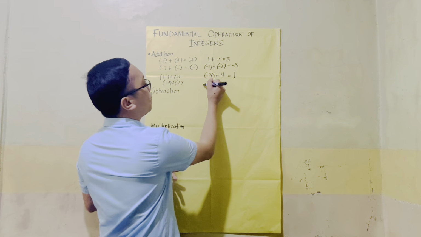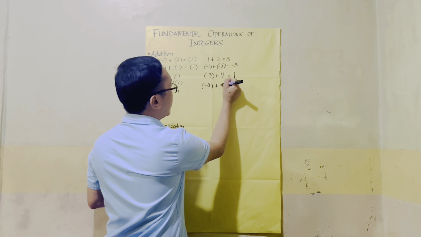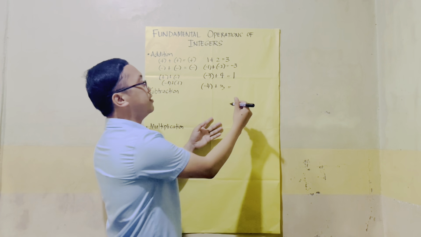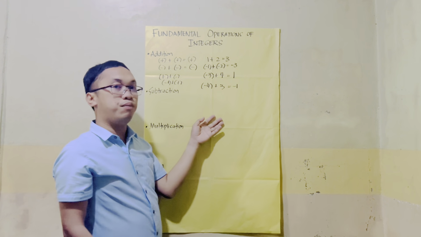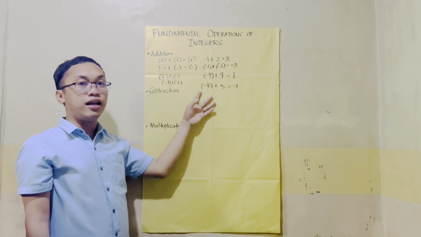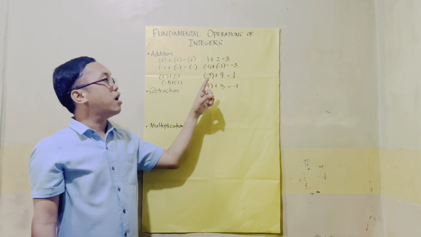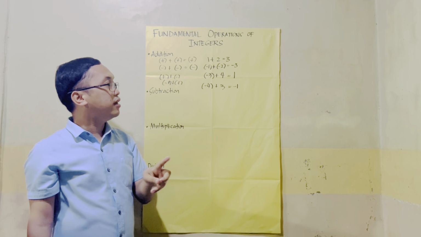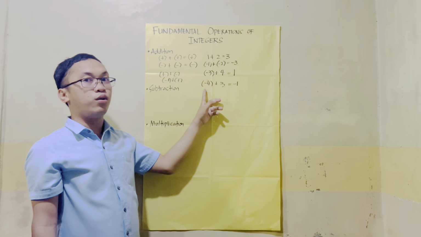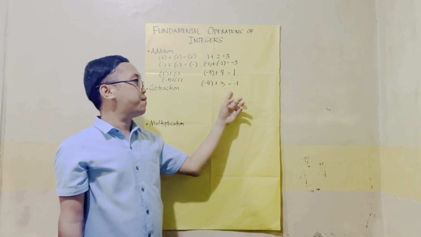How about negative 4 plus 3? In this case, the answer is negative 1 because the larger number is 4 and the sign is negative. So we have to subtract the two numbers. 4 minus 3, that's 1. But we will use the sign of 4 since this is the biggest or the larger number. So this is negative 1.